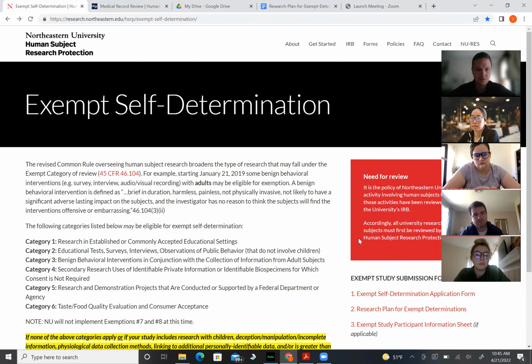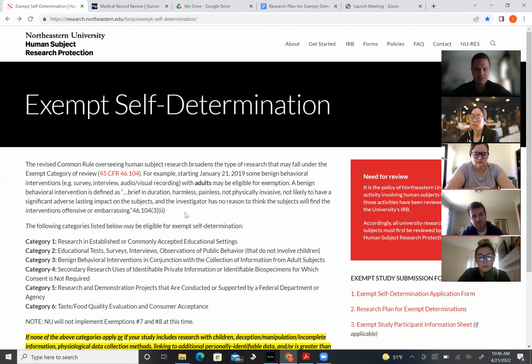There are 2 forms required for this type of research we're doing. The first is the exempt determination application form, and the second is the research plan for exempt determinations. There is a third form, the exempt study participation information sheet, but that does not apply to our type of study.